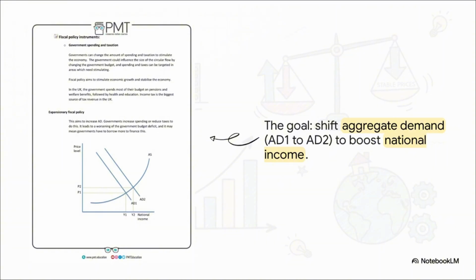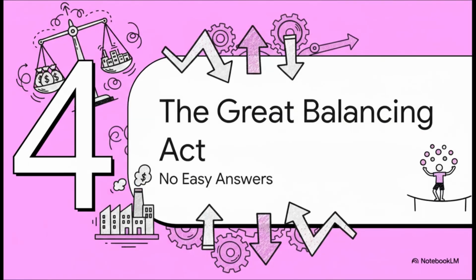And this graph shows you the theory perfectly. The whole point of that government spending is to shift the total demand in the economy, that's the aggregate demand curve, to the right, from AD1 over to AD2. And when that happens, you see national income, or GDP, go up from Y1 to Y2. It's basically a shot in the arm to get the economy moving again. But, of course, if it were really that simple, we'd never have recessions, would we?